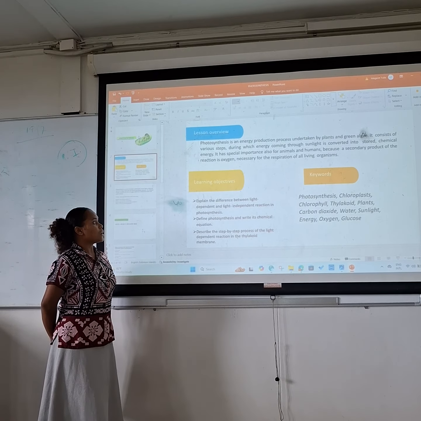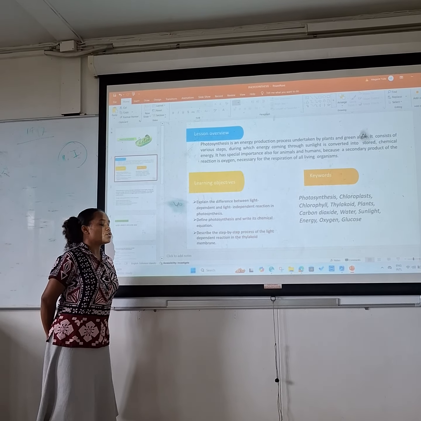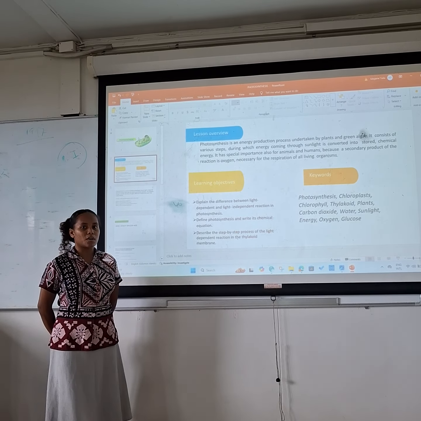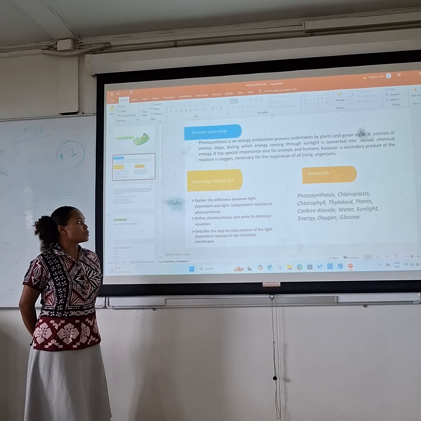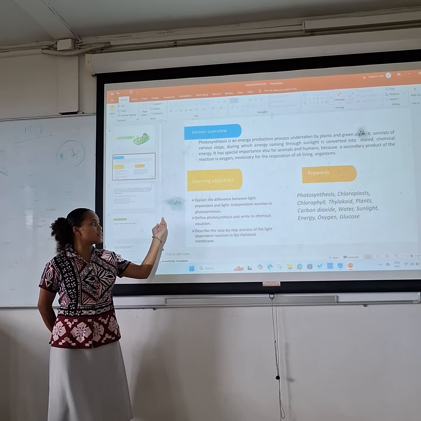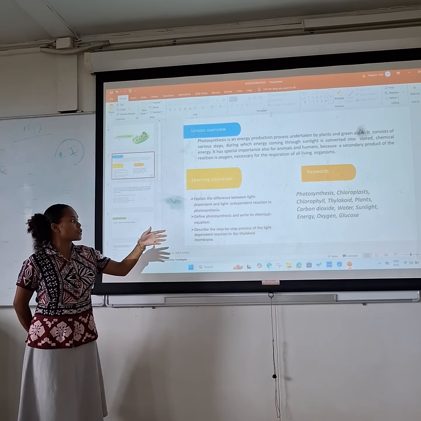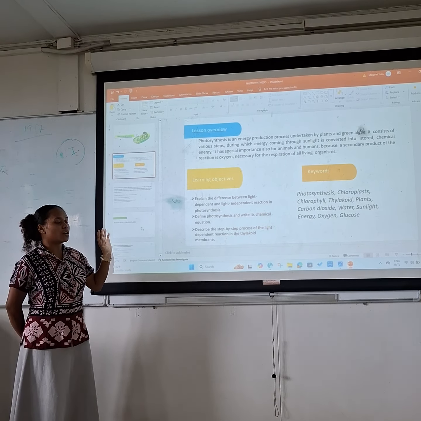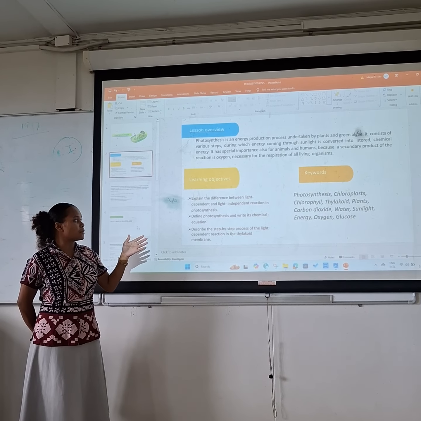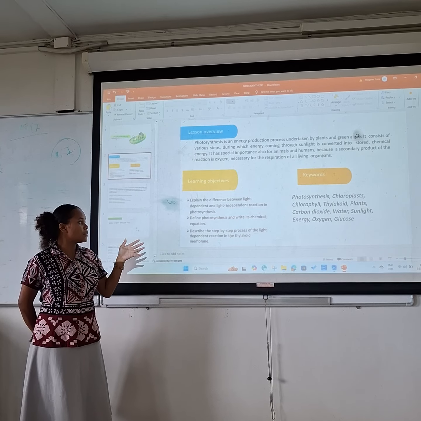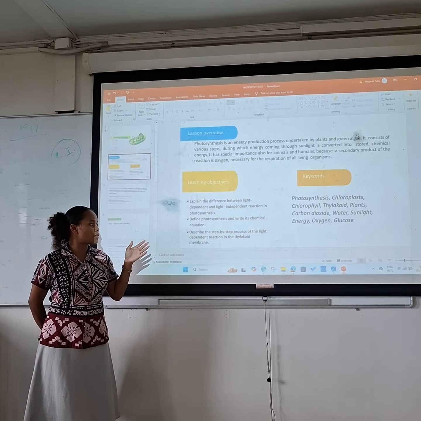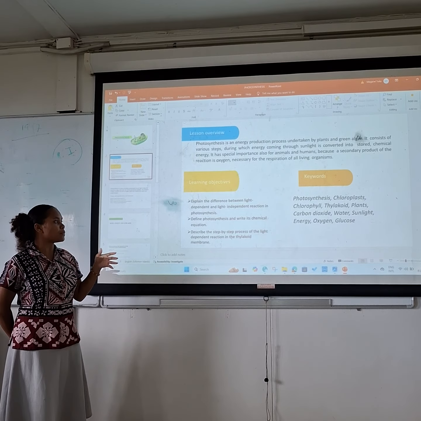So learning objectives: you students should be able to understand from our lesson for today. You should be able to explain the difference between light-dependent and light-independent reaction in photosynthesis. And also you should be able to define photosynthesis and write its chemical equation, and describe the step-by-step process of the light-dependent reaction in the thylakoid membrane.